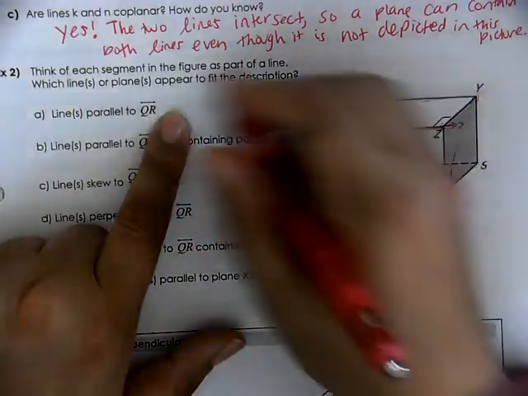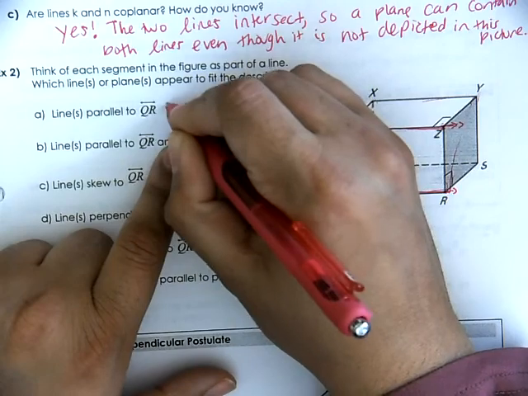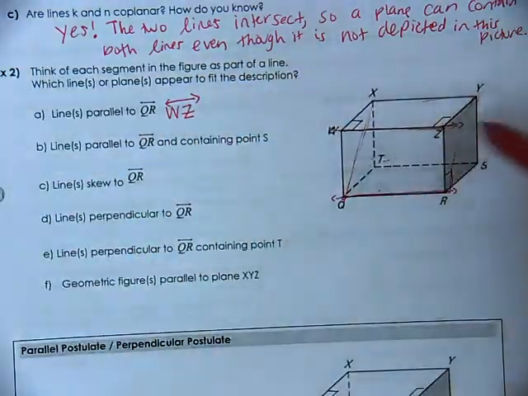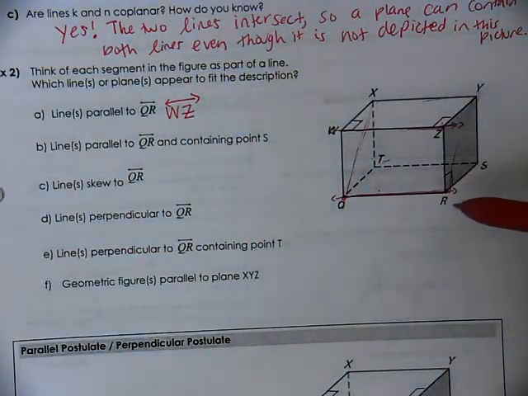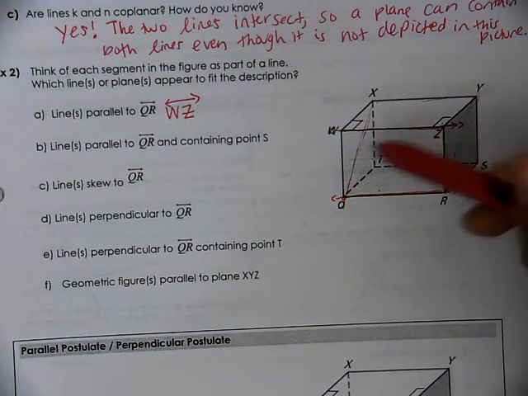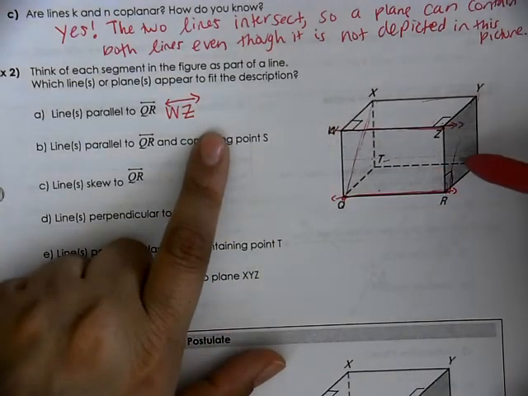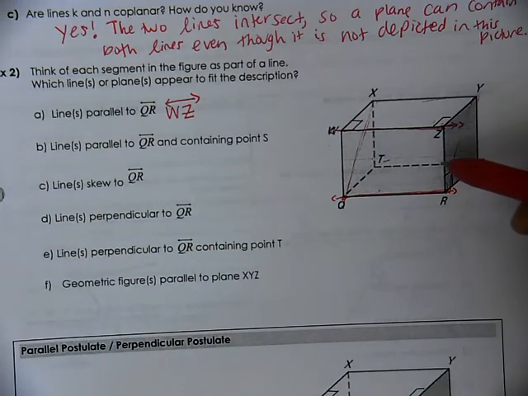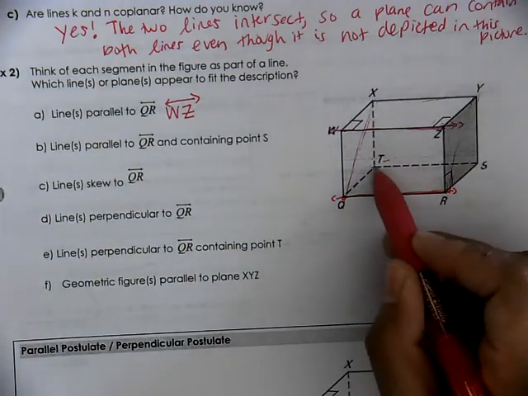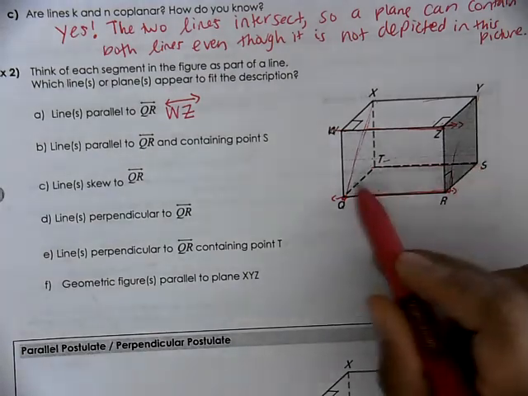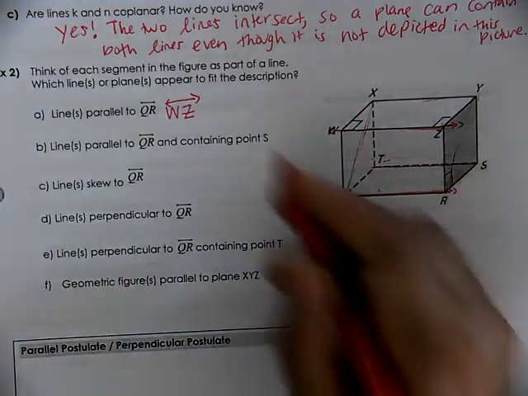So when it says parallel to it, one example could be WZ, right? It never intersects with QR, and it's in that front plane, this front one right here, okay? If I look at another one, I want again that they don't intersect, but that they're in the same plane together. That would be this one back here. TS is on that bottom plane.